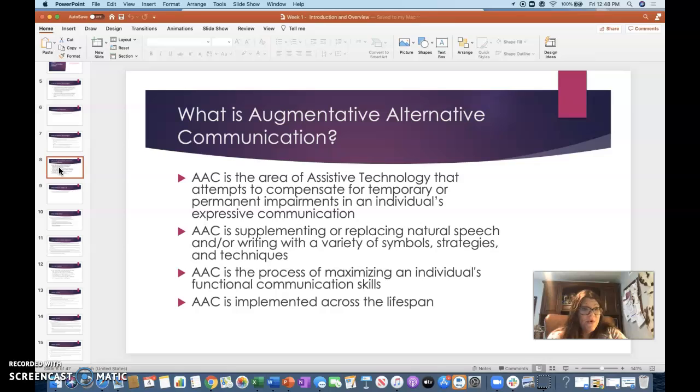So in my next recording, I'm going to connect with you guys on what is required for AAC. Are there guidelines that we follow? Are there requirements before implementation?